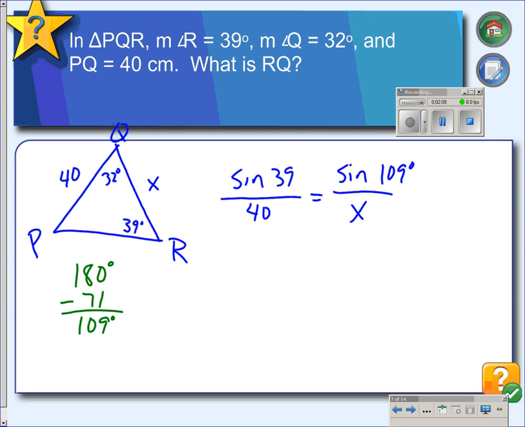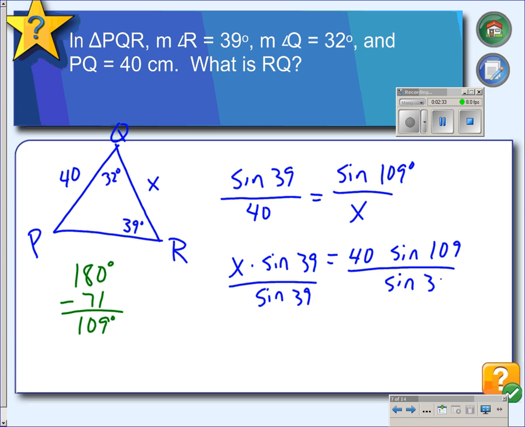So then we can solve this proportion to find side X. If we multiply both sides by X, we get X sine 39. And multiplying by 40 gives us 40 sine 109. Or in other words, we could cross multiply here. Then solving for X means we're going to divide by sine 39. And so we get X equals this right side.